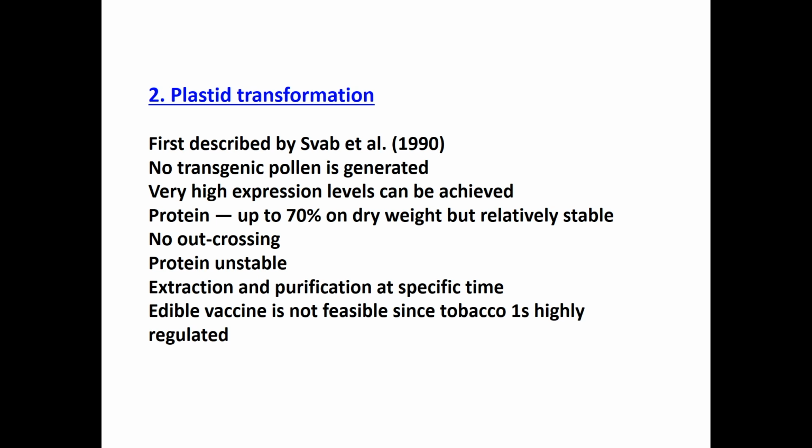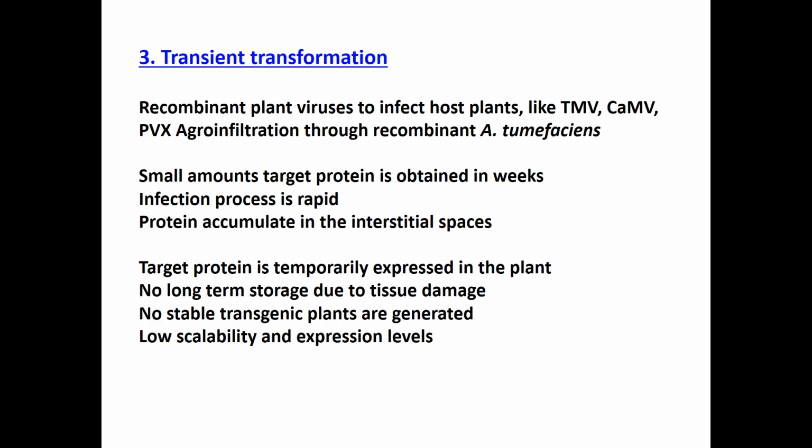Another transformation is plastid transformation. As we have seen in the previous slide, it depends on the nature of the protein and the requirement. You can specifically target the gene of interest into the chloroplast. This depends on your requirement, so it is also another system.